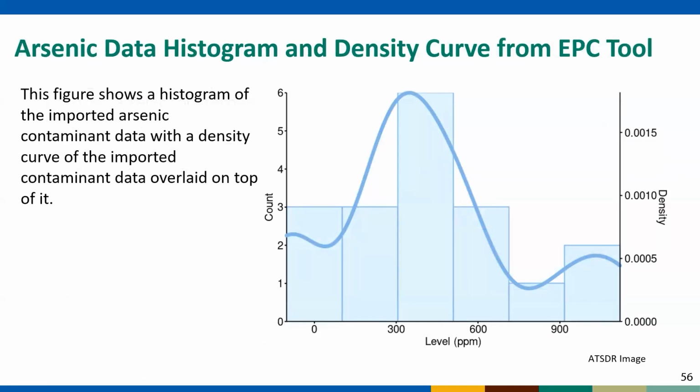This figure shows a histogram generated by the EPC tool of the imported arsenic soil data. It presents a density curve based on the histogram of the arsenic data. The arsenic concentration is shown across the bottom in ppm. The density levels are shown on the right-hand side, going from 0 to 0.0015. The count is shown on the upper left vertical bar, going from 0 to 6.